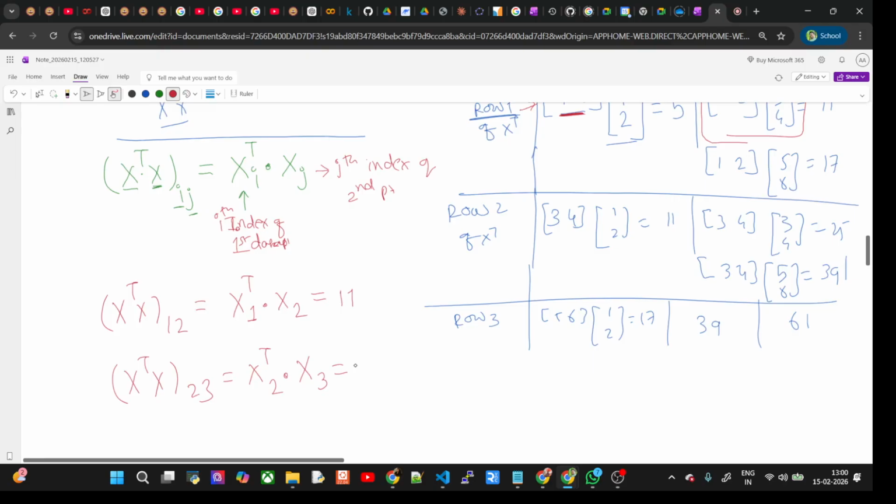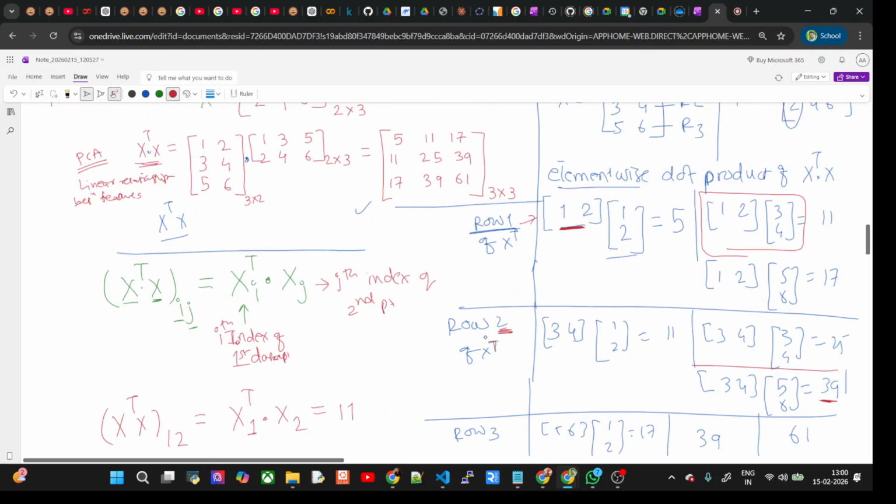X transpose of 2 means you are going to the second row of X transpose, which is here, and the third is this. This is your second and this is your third. How much is 39? Okay, so this way.